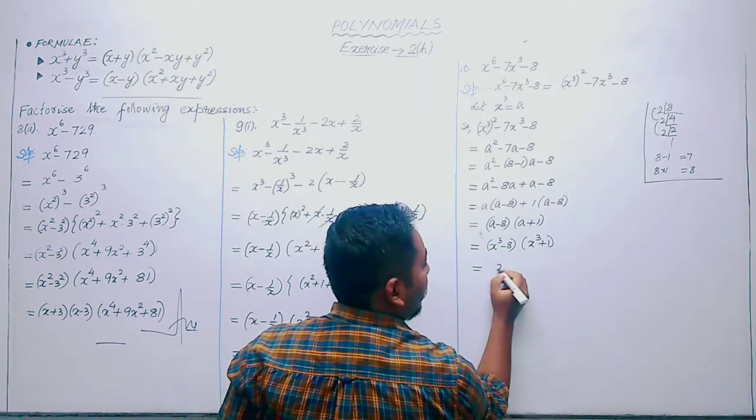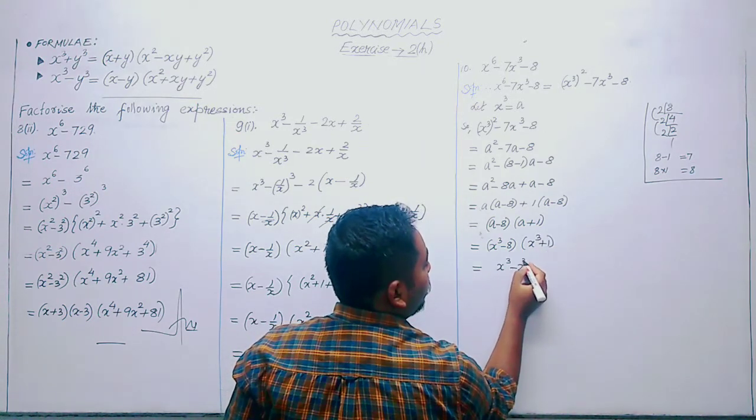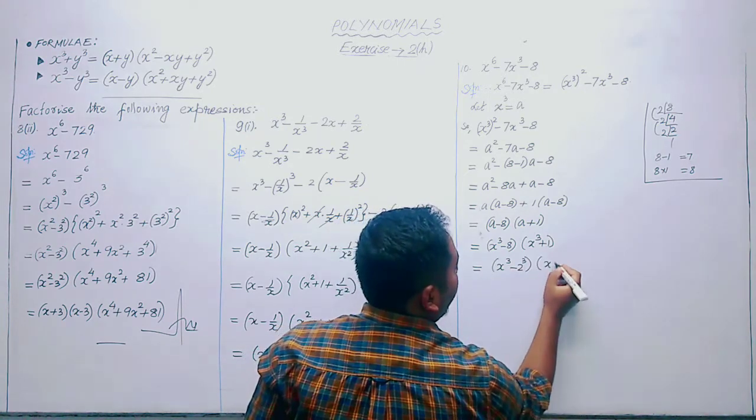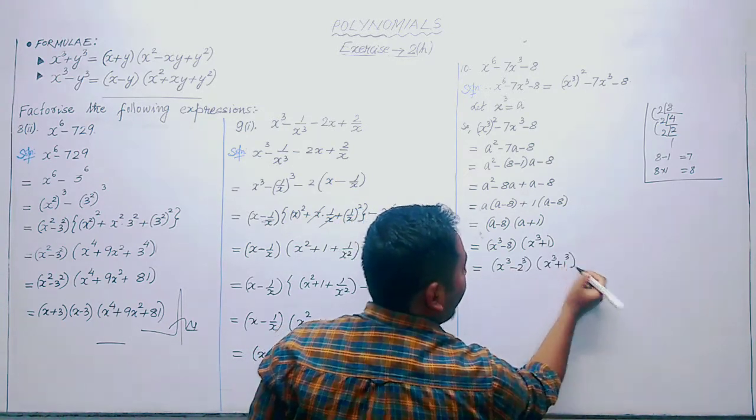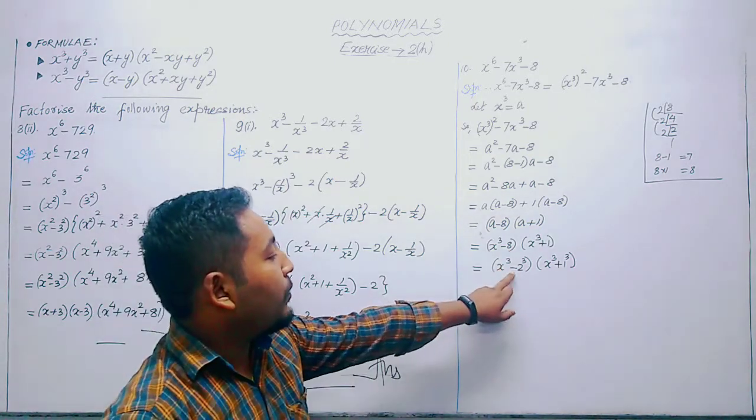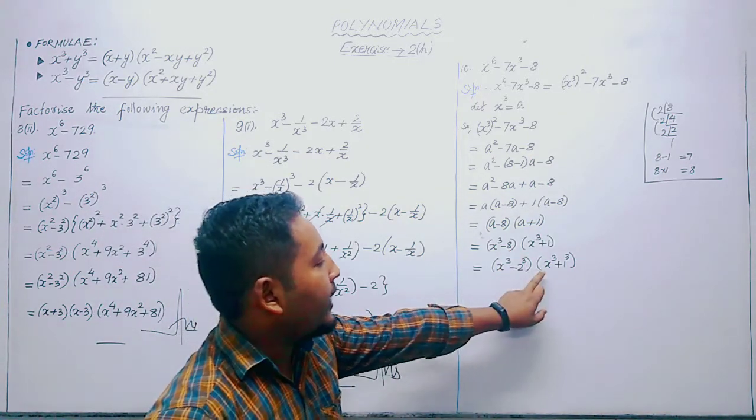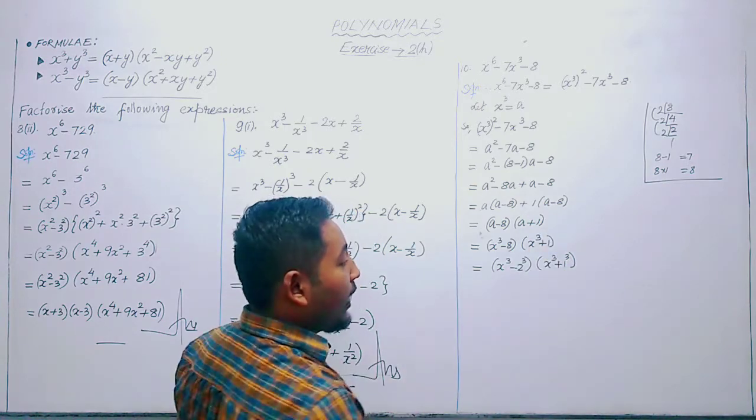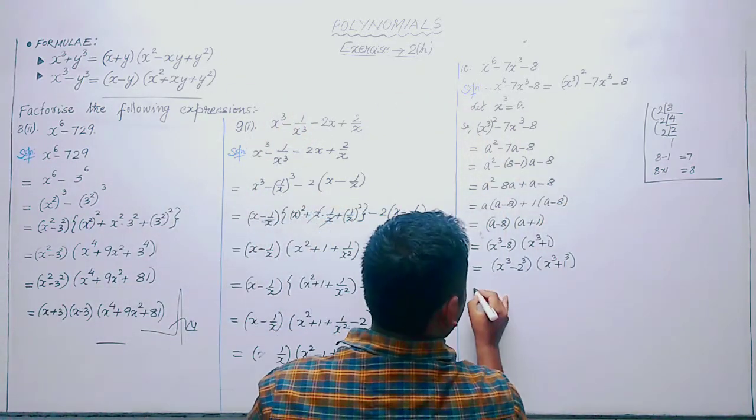Now, what will I write? I'll write x cubed minus 2 cubed, and again x cubed plus 1 cubed. Can I write that? Yes, I can write x cubed minus 2 cubed, since 2 cubed means 8, and x cubed plus 1 cubed, since 1 cubed means 1. Now, I'll use both the formulas together.